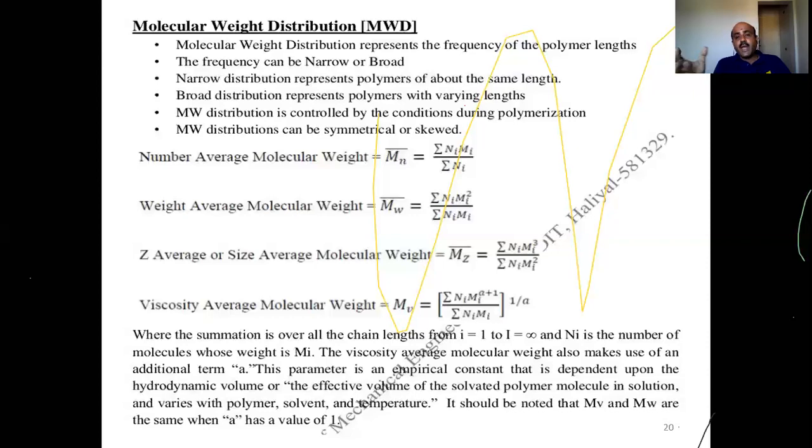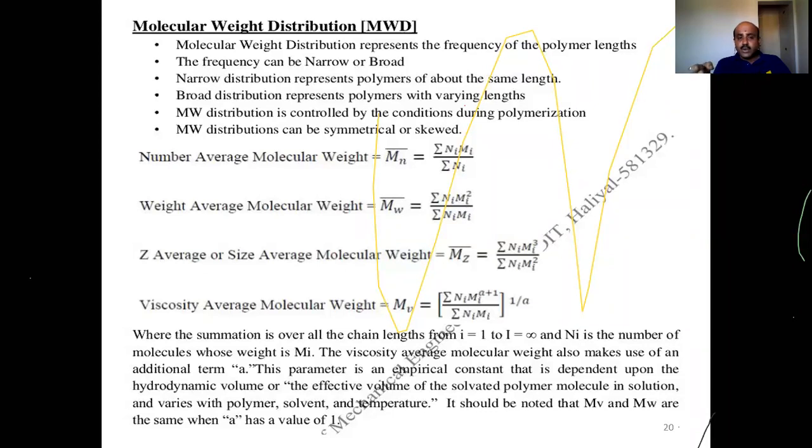This frequency might be narrow or broad. Narrow means the narrow distribution represents polymers of about the same length, and broad distribution represents polymers with varying lengths. Means, when you say MWD, you will have two frequency ranges. One is narrow, another one is broad. So narrow means polymers of about the same length, and broad means polymers with varying lengths.